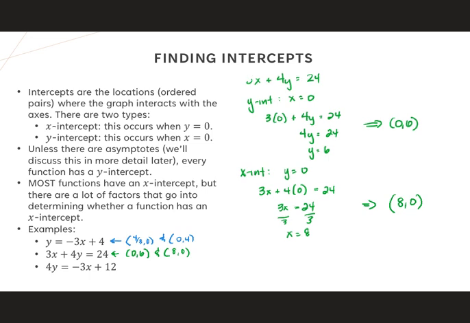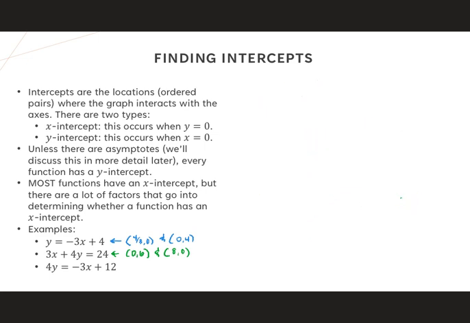Okay, we've got one more example where 4y is -3x plus 12. So start with our y-intercept, which means that x is 0. So 4y is -3 times 0 plus 12, which means 4y is 12 and y is 3. So that's the point 0, 3.